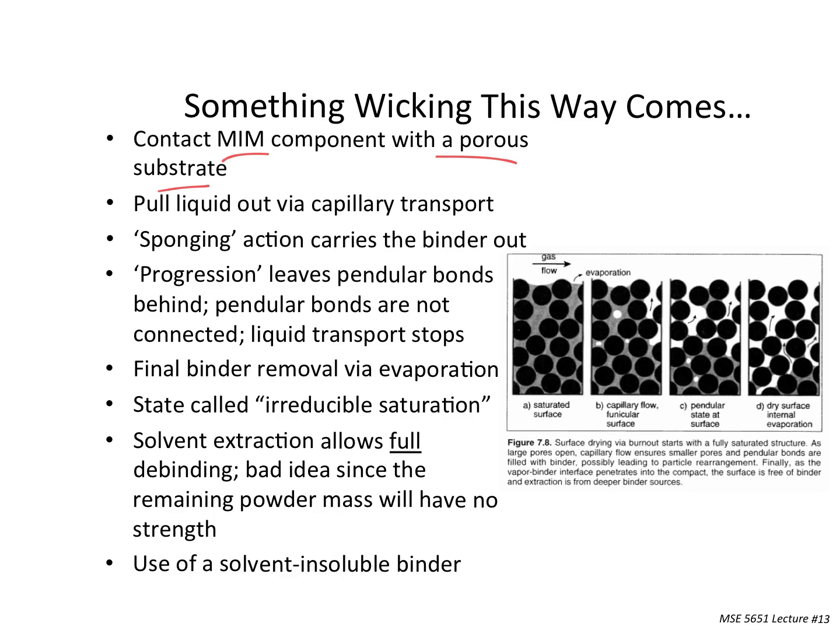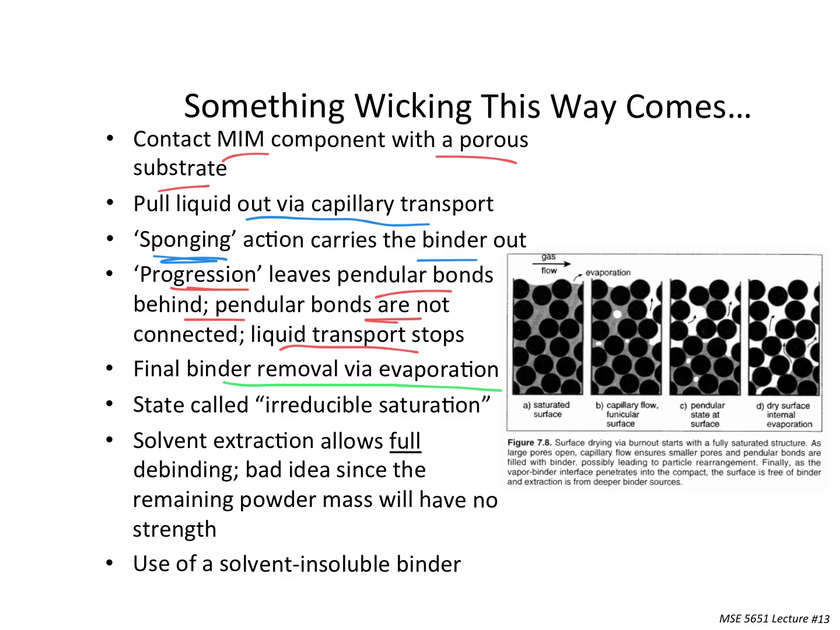So we're basically pulling liquid out via capillary transport. This sponging action, which is a good way of describing it, carries the binder out. We still think about progression in leaving pendular bonds behind. They are not connected because there's so few of them. They're not a continuous phase. But eventually the liquid transport stops, and then you take the part, shake it out of the bed of alumina, put it in the furnace, and then remove that small amount of polymer, again, polypropylene, using the furnace.